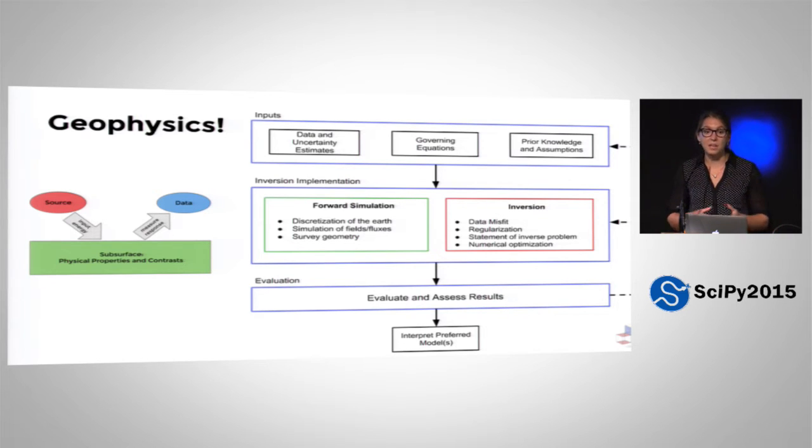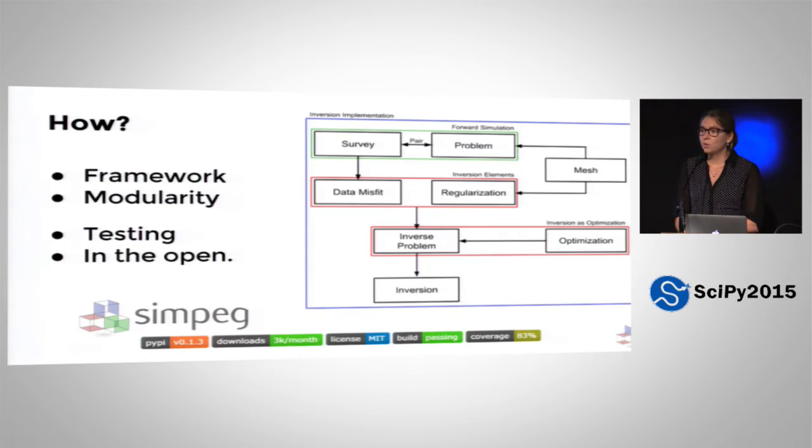As I said, this is an iterative process. You get some sort of model out of your inversion. Sometimes it makes sense, sometimes it doesn't. You go back, you reevaluate your assumptions, and try it again. So with all of these moving pieces, you need to be organized so that you can make productive progress as you sort through these problems.